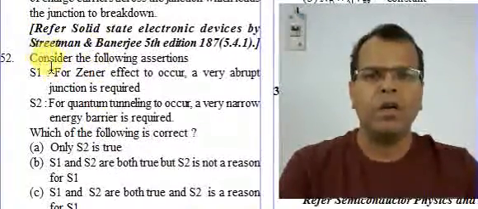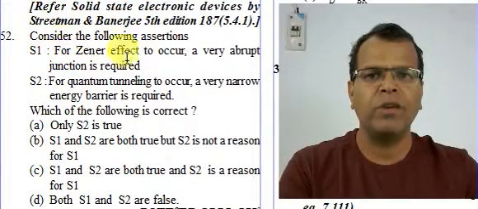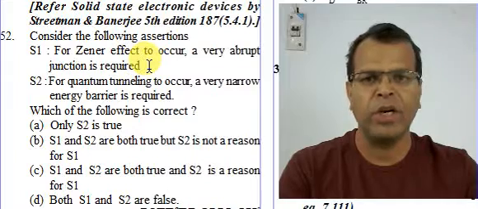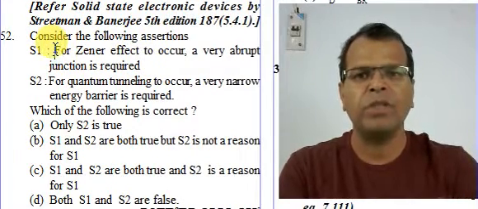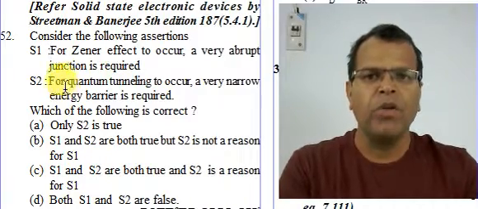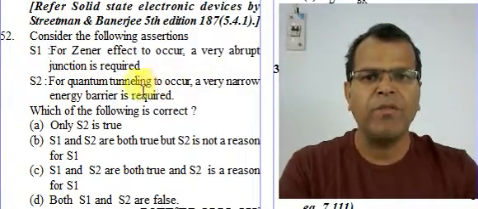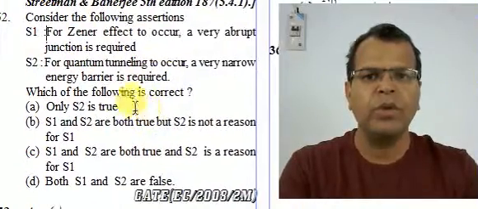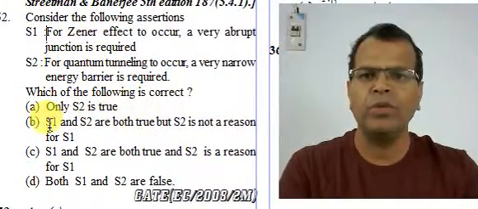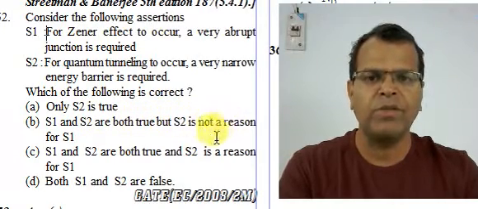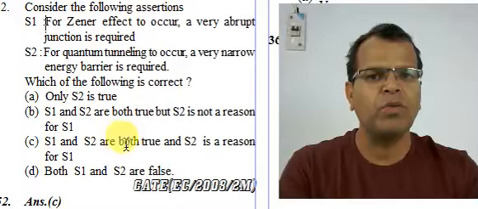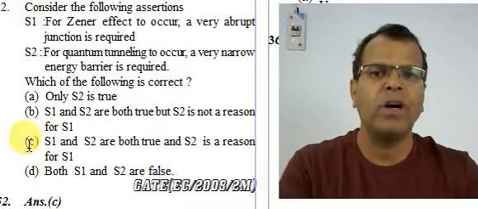Now, let us see the next question. Consider the following. For Zener effect to occur, a very abrupt PN junction is required. That statement is true. In case of Zener diode, both sides are heavily doped. For quantum tunneling to occur, a very narrow energy barrier is required. That statement is also true. So, S1 and S2 are true. S1 and S2 both are true, but S2 is not the reason of S1. S1 and S2 both are true, and S2 is the reason of S1.